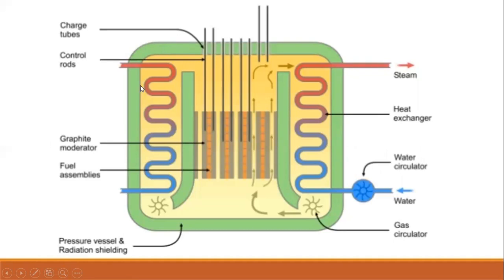This is another type of reactor. These are the control rods and graphite as the moderator, with the fuels. We are using a pressurized vessel with radiation shielding. This is one type of heat exchanger, and this is another type of heat exchanger. This is the water inlet and the water circulating pumps, these are the heat exchangers, and this is the steam. This is another circuit diagram for gas cooled reactors, and here also graphite is the moderator.